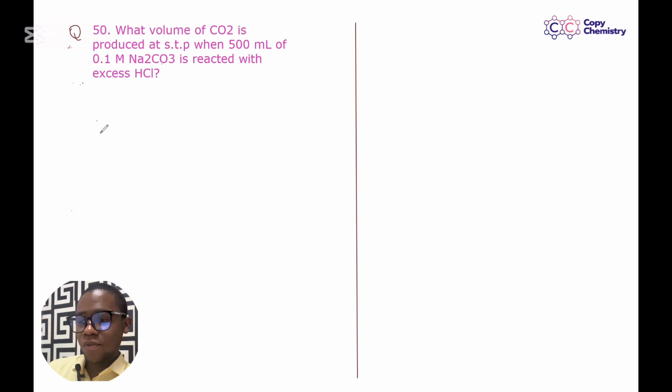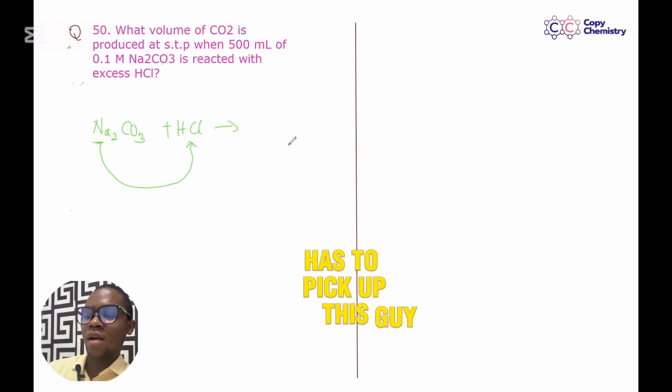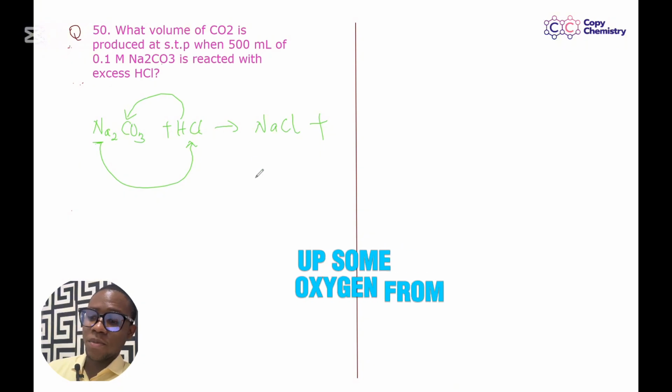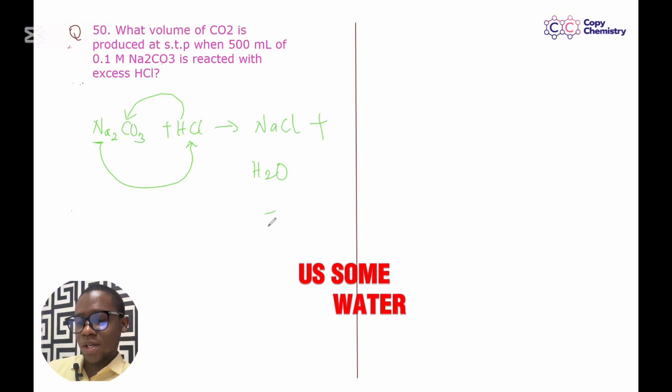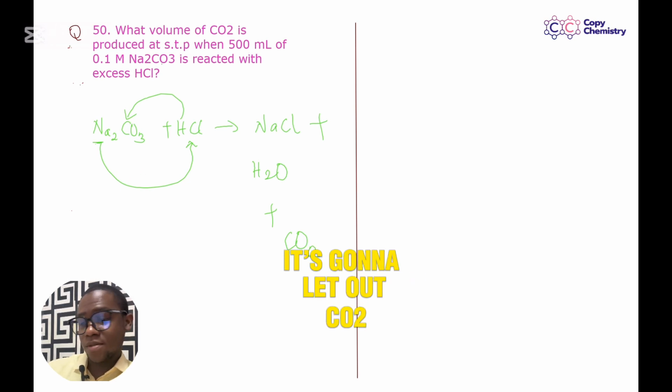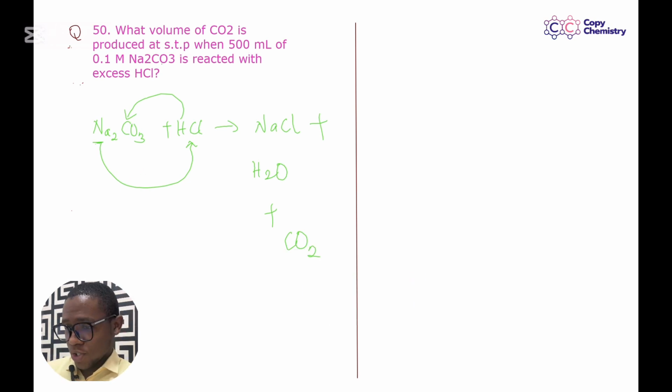we need an equation of reaction. So Na2CO3 plus HCl. This would give us the Na here has to pick up this guy and form NaCl for us. That's the first thing. The H also has to pick up some oxygen from there, giving us some water. And then because that's a carbonate, it's going to let out CO2 gas. Our equation is ready, but is it balanced? Maybe it's not balanced. We have to check.